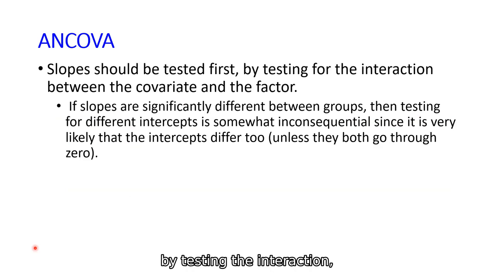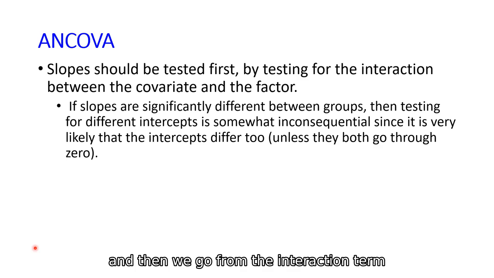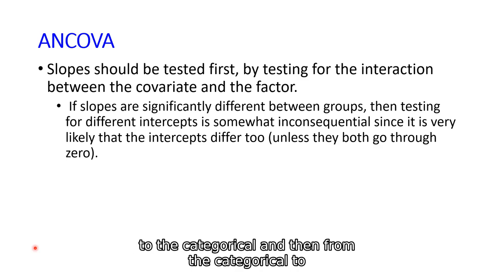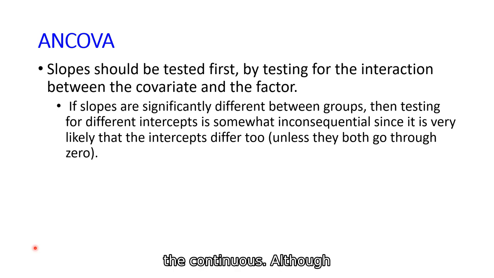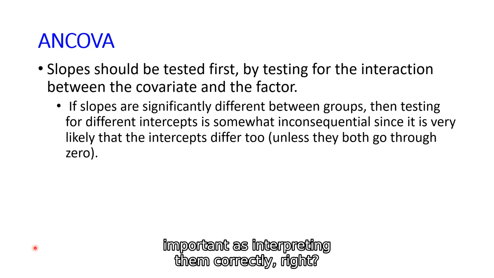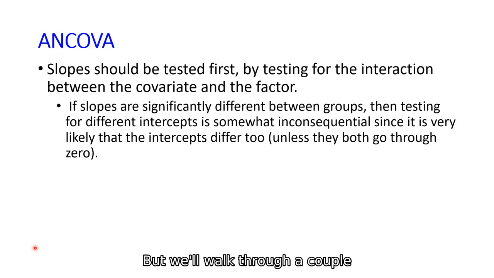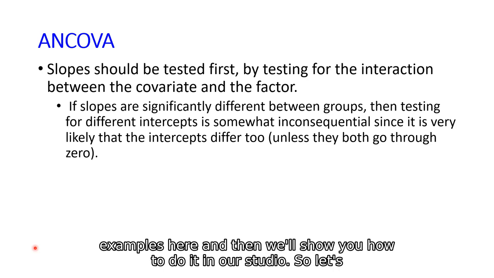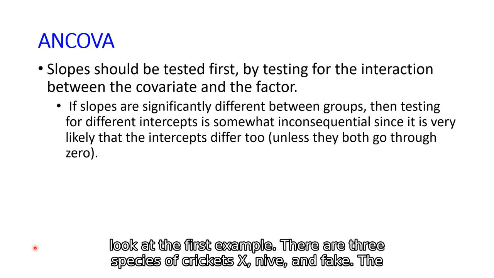So again, we generally look at the slopes first by testing the interaction, and then we go from the interaction term to the categorical, and then from the categorical to the continuous. Although really the order that you interpret those is not necessarily as important as interpreting them correctly, right? But we'll walk through a couple examples here, and then we'll show you how to do it in RStudio.